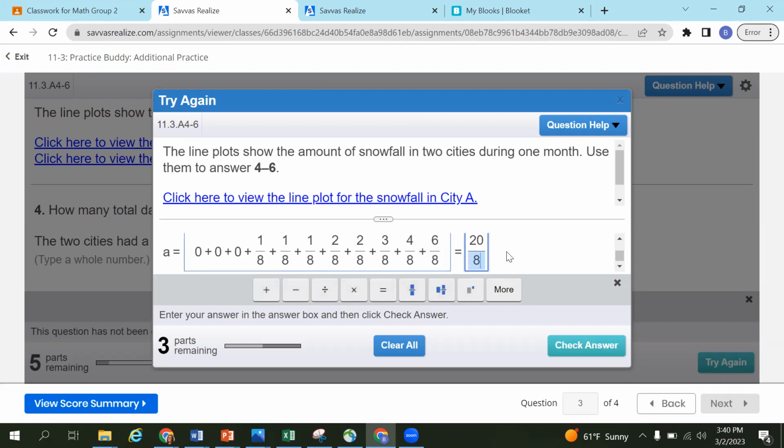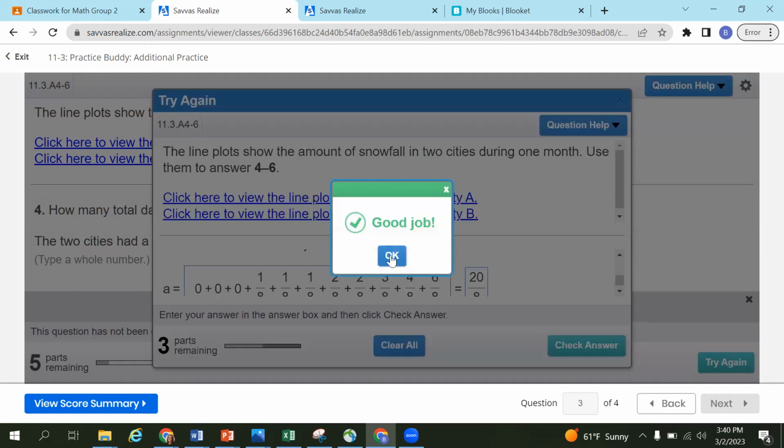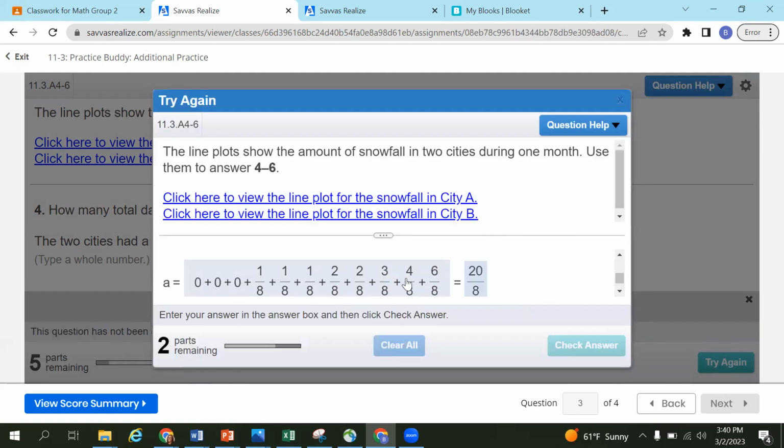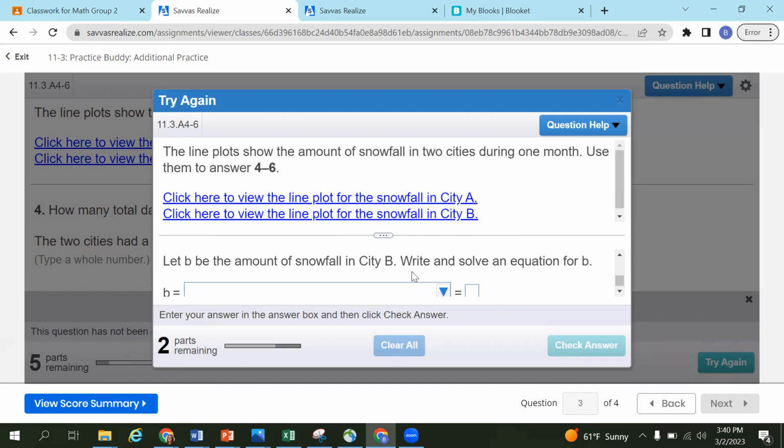Yeah, you got it. Okay, good. Okay, it's right. Now for letter B, it's the same question, but you have to do it for the other line plot.